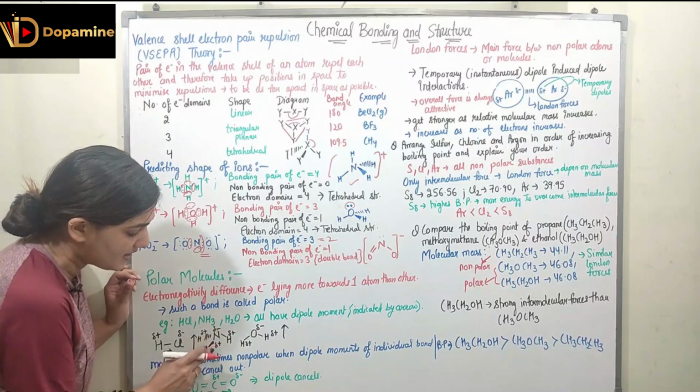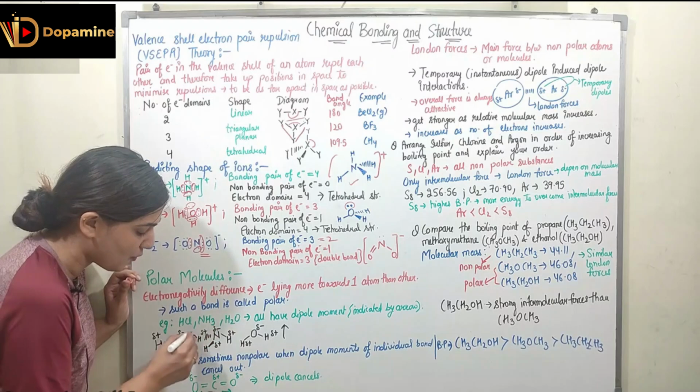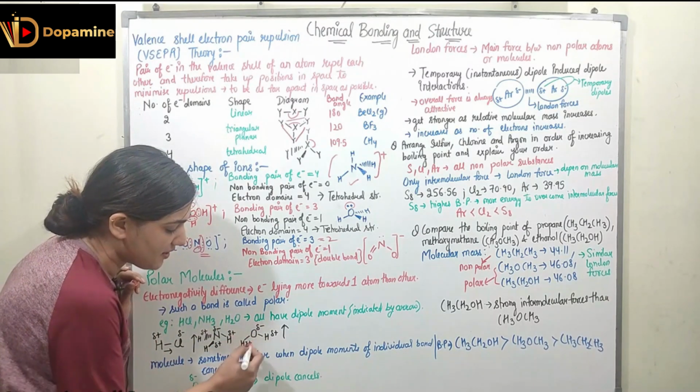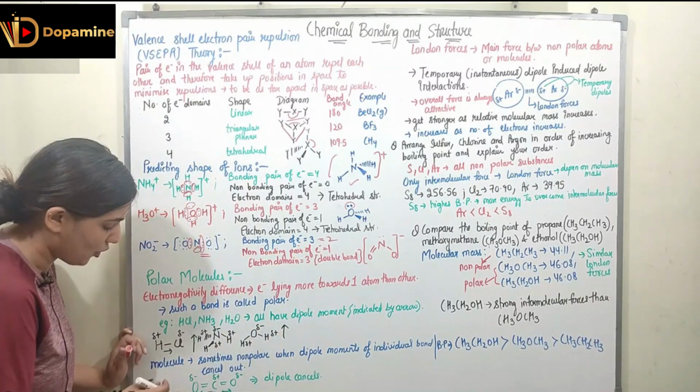Similarly, here we have NH3, where on the nitrogen we have a small negative charge, and on all of the hydrogens we have a small positive charge. The direction of the dipole moment would be upwards, right? Similarly, we have H2O, where the direction of the dipole moment would be upward. Oxygen will have a small negative charge.